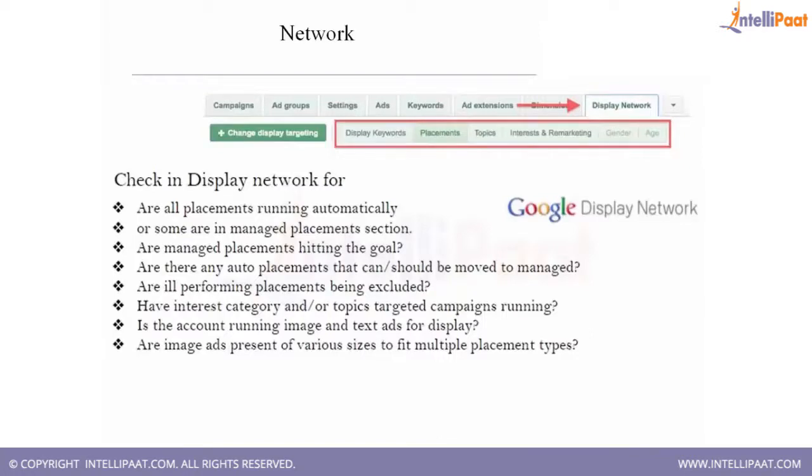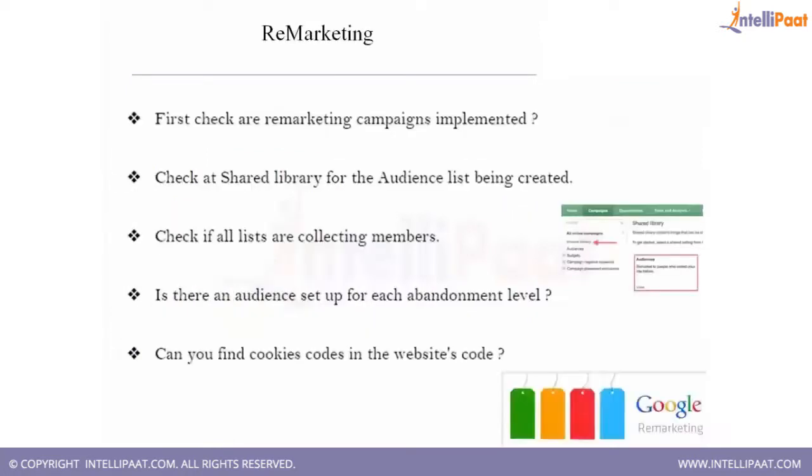absolutely. Having interest category or topics targeted campaigns running is another thing, and also look at whether the account is running both image and text ads for the display. If image ads are present in various sizes to fit multiple placement types, that also needs to be checked. There are multiple options provided by the display ad network. If they are all being used effectively or not, that is something which one should look at. So that's the display network.